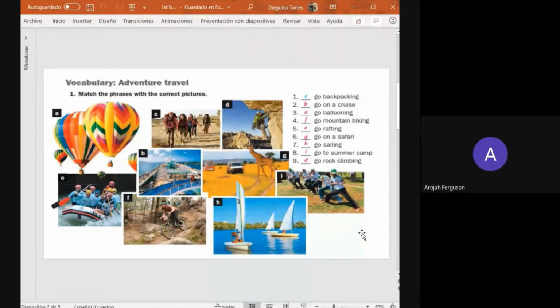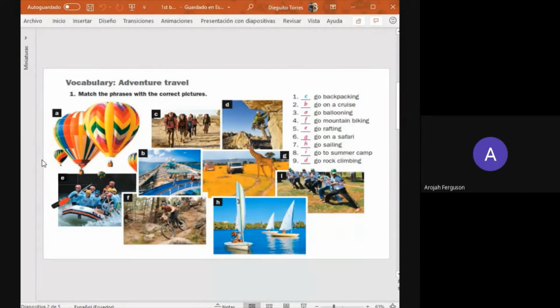So if you look at the pictures, the first one, we have ballooning. Ballooning, okay, is a sort of game, a sort of transport, where you sit in and you fly high up, but not in an airplane, though it also takes you high up. So the first one we say is ballooning.